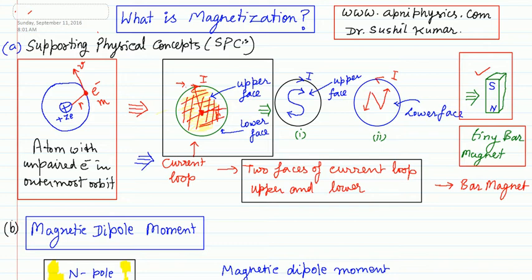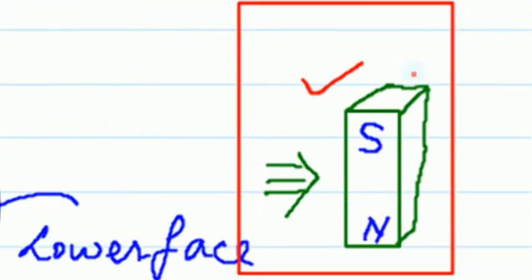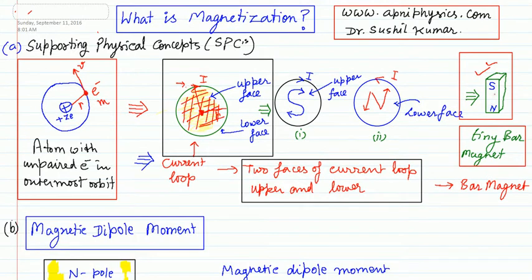It means the atom which has one unpaired electron can be treated as a tiny bar magnet, this one. So here you can see a tiny bar magnet which has south and north pole. This tiny bar magnet is equivalent to this atom. This is our first concept.